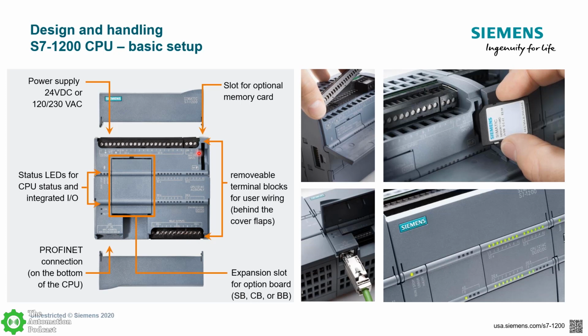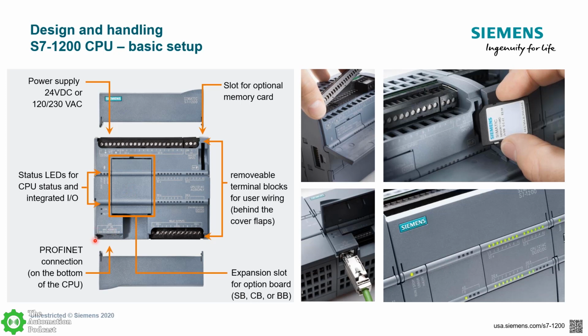There's a slot for an optional SD card. The SD card can be used for load memory, for storing user files, loading the user program onto the CPU if you have serial machines, or even just firmware update type applications. On the front, there's also a slot for expansion boards. You can either expand the integrated I/O on the CPU, or you can use it to expand the communications options. There's an RS485 expansion board, or you can add a battery board, which is used to expand the real-time buffering clock.